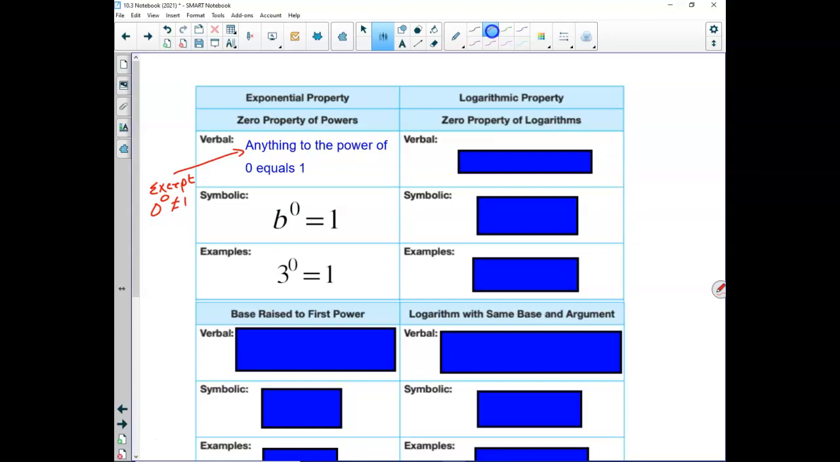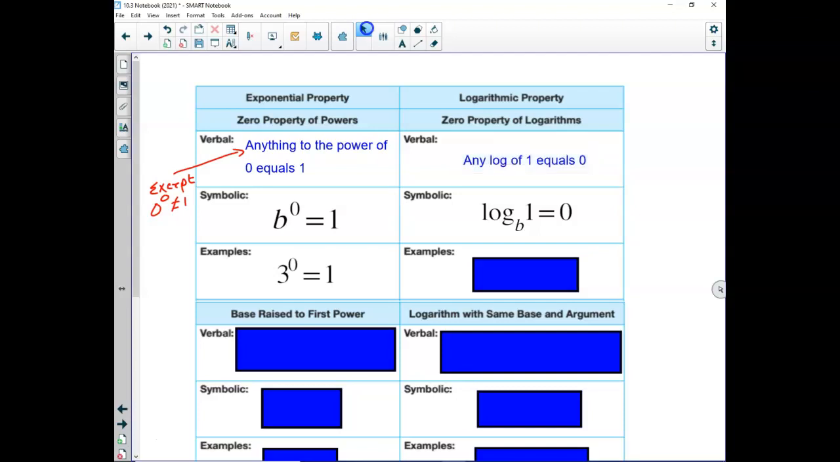All right, well, what do these look like? Think about this. Symbolically, b to the 0 equals 1. If I change the form of that, that's going to be log base b of 1 equals 0. And what does that mean? Bottom line, any log of 1 equals 0. That's our zero property of logarithms.